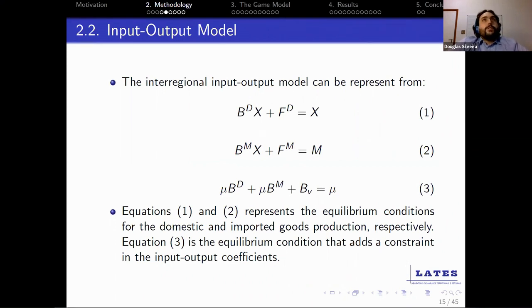Okay, so I will explain a bit about this input-output model, which is crucial for our analysis. First we have this representation through equations 1, 2, and 3. The first two equations represent the equilibrium conditions for domestic and imported goods production, and equation 3 represents the equilibrium condition that adds a constraint on the input-output coefficients. So here I'm trying to understand what happens when we do this exercise of extracting the UK from the European Union countries.